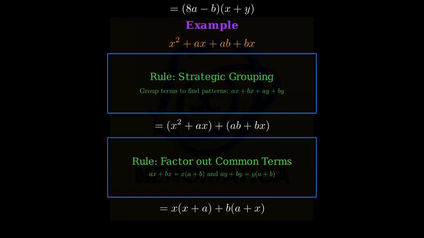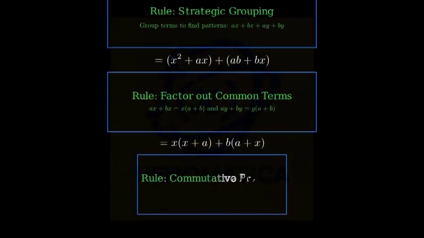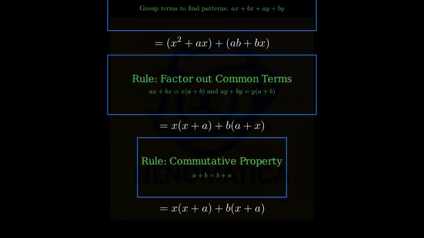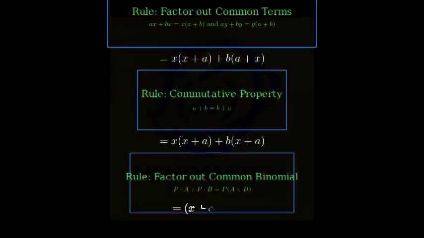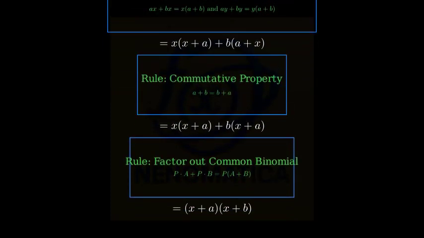We need to look for a common factor. Notice that a plus x in the second term is the same as x plus a in the first term, just in a different order. Let's rewrite our expression to make this clearer. We get x times (x plus a) plus b times (x plus a). Now we can clearly see that both terms have a common factor of x plus a. Let's factor this out. Our expression becomes (x plus a) times (x plus b).